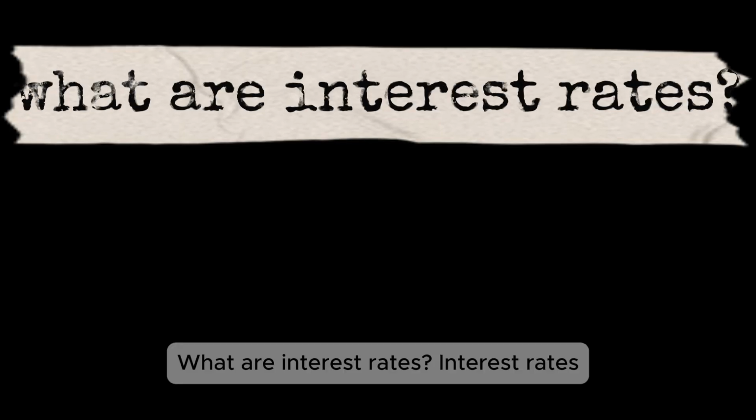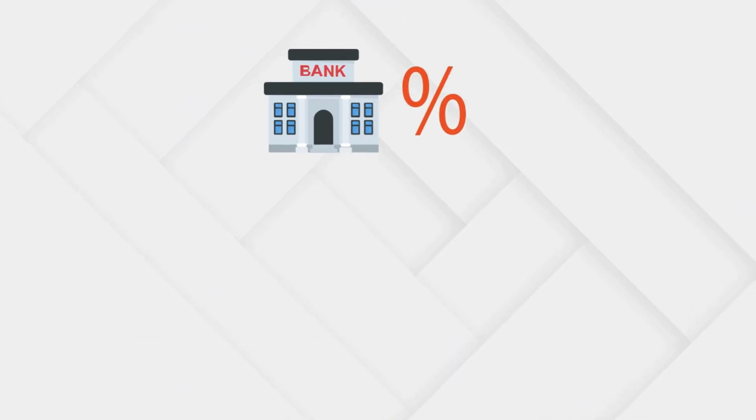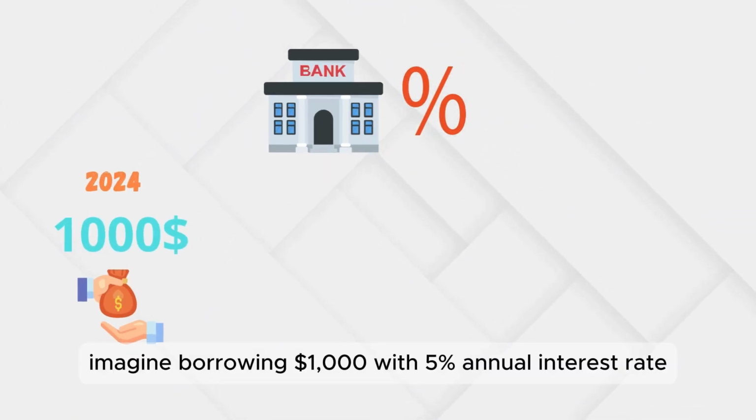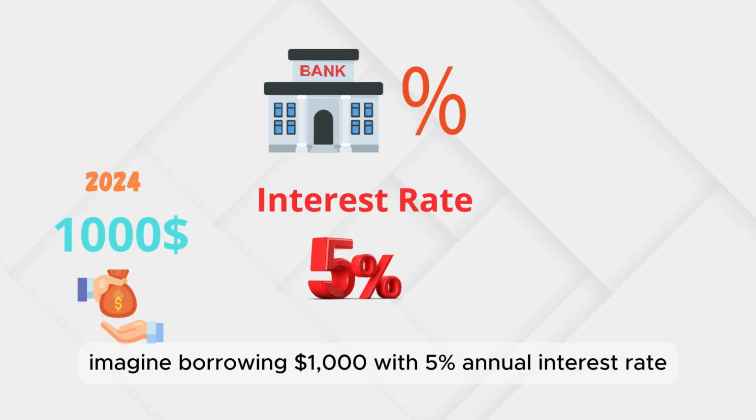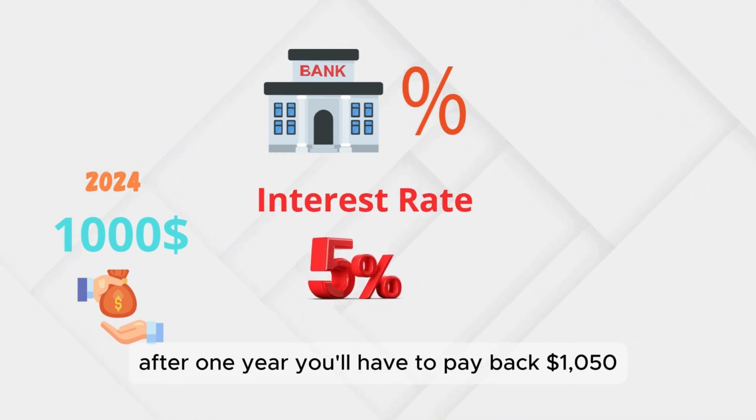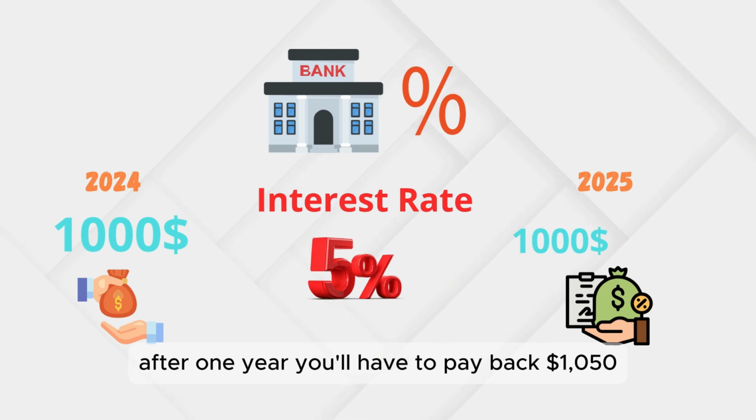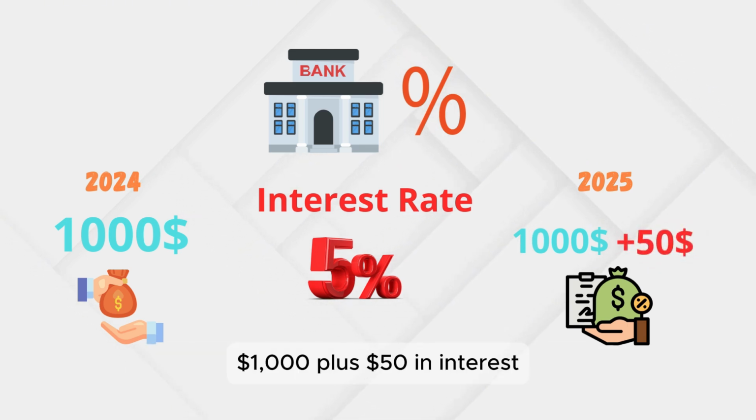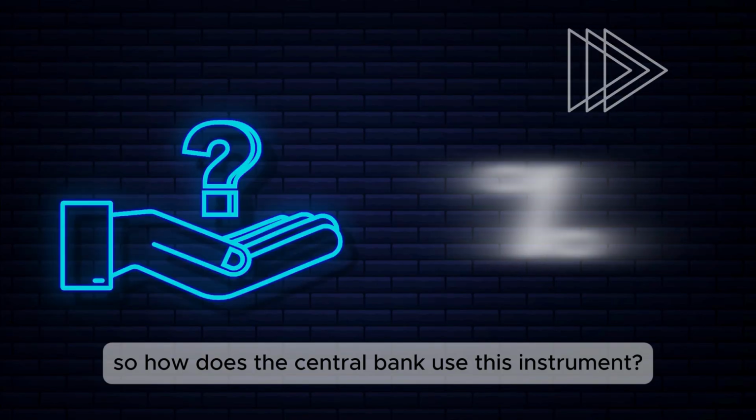What are interest rates? Interest rates represent the percentage that a bank applies to a loan. Simple example. Imagine borrowing $1,000 with a 5% annual interest rate. After 1 year, you'll have to pay back $1,050: $1,000 plus $50 in interest. So how does the central bank use this instrument?